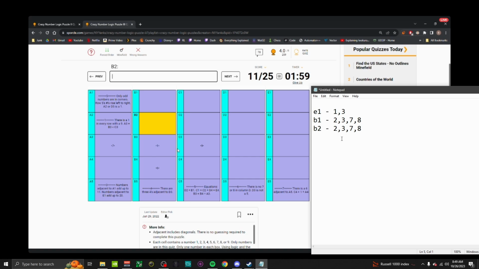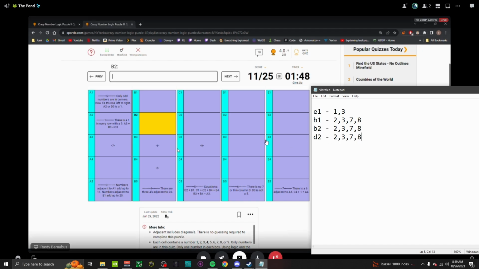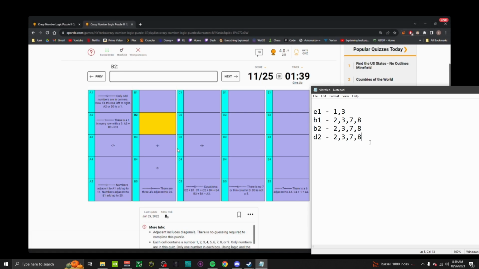Hold on. D2 is equal to B1. So we know D2 is also a 2, 3, 7, or an 8. True. Do we know anything else about D2? We know that if you add it with D1 and E2, it equals 20. Oh, we also know it can't be a 7 or an 8. Yeah, so that means B1 cannot be a 7 or an 8. So 2 and 3. Oh, okay.